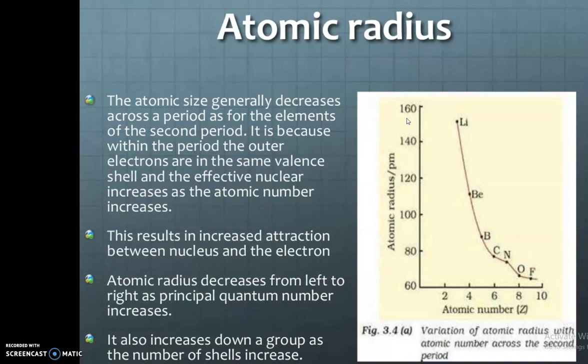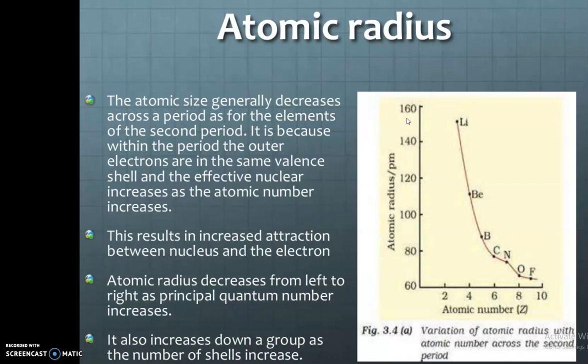First one is atomic radius. First we should know what atomic radius is. Children, what is atomic radius? Atomic radius is the distance from the center of the atom. What is the center of the atom? The nucleus. So it is the distance from the nucleus to the last shell, the outermost shell.